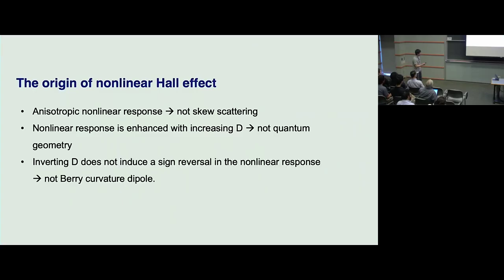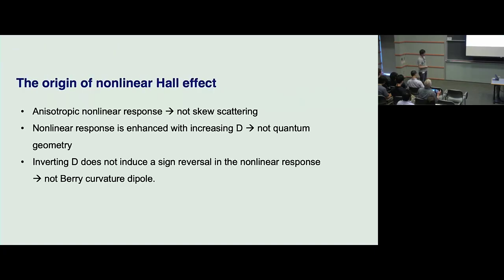And most importantly, inverting D does not induce a sign change in the nonlinear response. In fact, the nonlinear response doesn't really care about inverting D, right? So that means it cannot be Berry curvature alone. In fact, we can show that even if Berry curvature dipole is there, it has to be a subleading term, right?